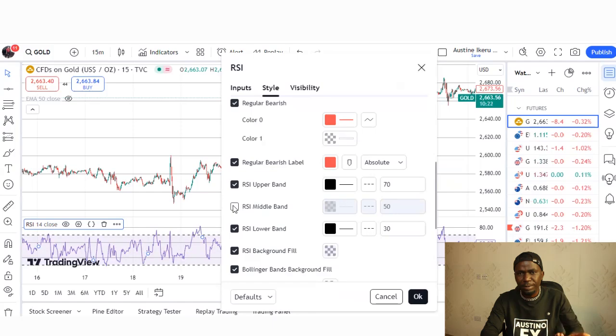It depends, you can use the middle band in case the market is trending, because if the market is trending, the price can remain at the overbought or oversold condition for a very long time. That is when you need the middle band, which is the 50, because if the market is in an uptrend, it tends to receive support from the middle band, and if the market is in a downtrend, it tends to receive resistance at the middle band, right? So if the market is in an uptrend, the price can remain at the overbought condition for a long time, and if the market is in a downtrend, the price can remain at the oversold condition for a long time.